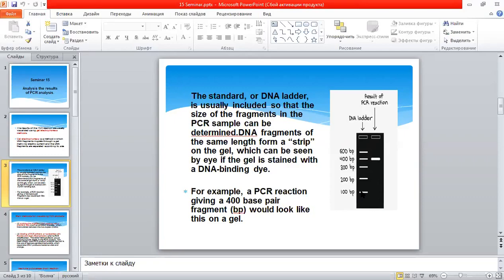For example, a PCR reaction giving a 400 base pair fragment, bp meaning base pair, would look like this on a gel: 100 base pairs, 200 base pairs, 300 base pairs, and 400 base pairs. The PCR sample has the 400 base pair fragment according to the DNA ladder.